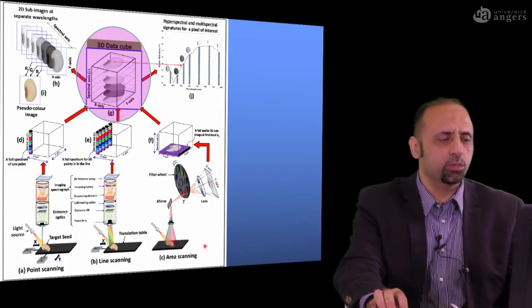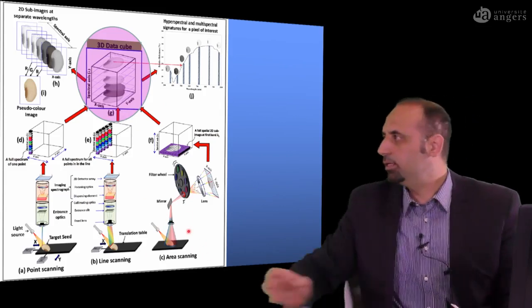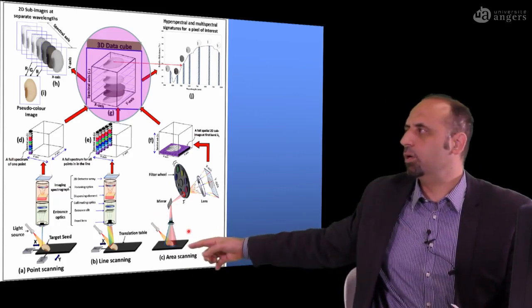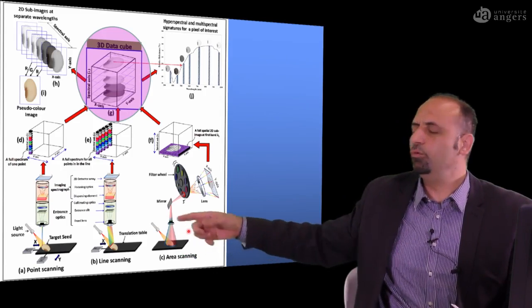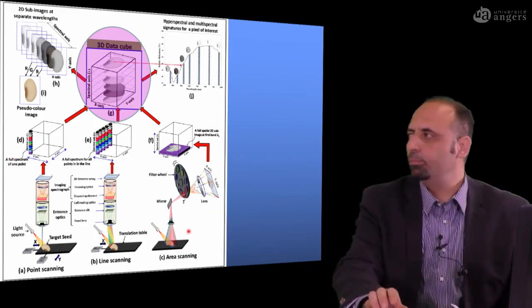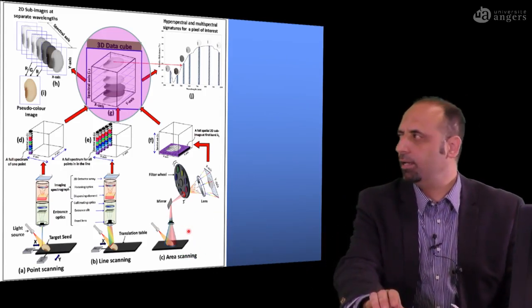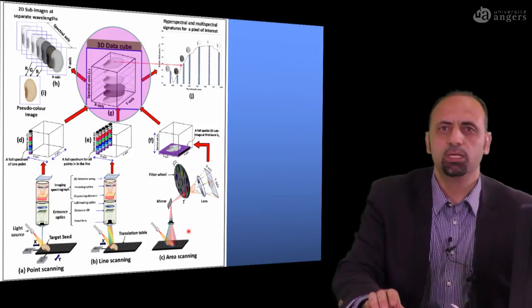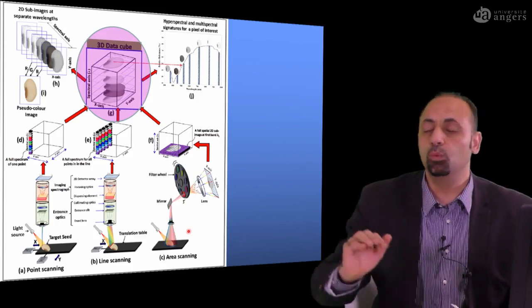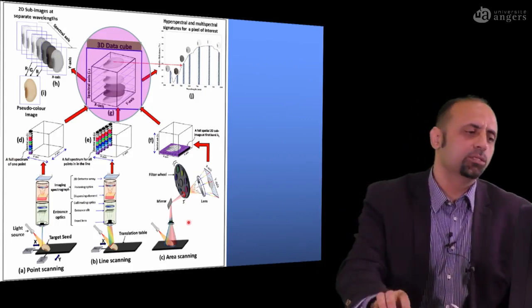The third scenario here is to acquire the image using the whole area. Instead of moving the sample point by point or line by line, we don't need to move the sample at all. We need to acquire the sample wavelength by wavelength.